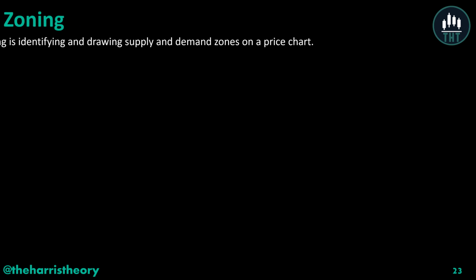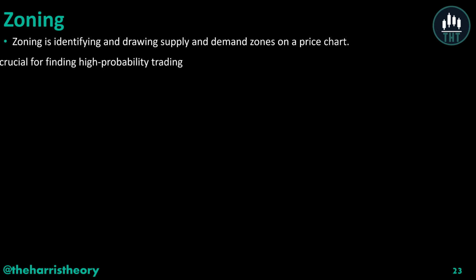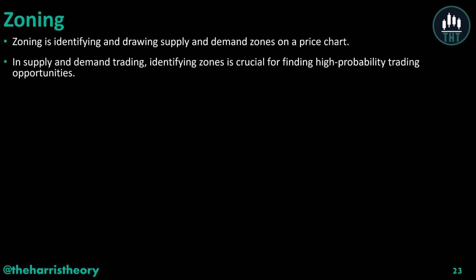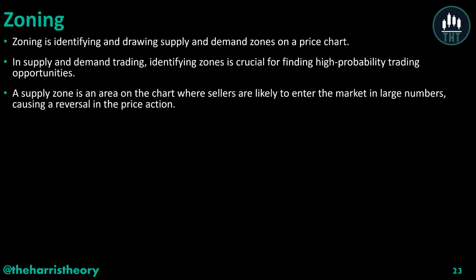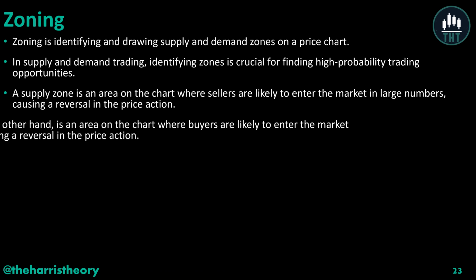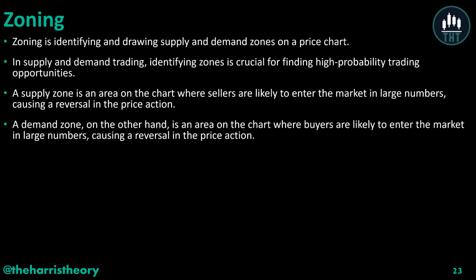Zoning. Zoning is identifying and drawing supply and demand zones on a price chart. In supply and demand trading, identifying zones is crucial for finding high probability trading opportunities. A supply zone is an area on a chart where sellers are likely to enter the market in large numbers, causing a reversal in price action, i.e. selling. A demand zone, on the other hand, is an area on the chart where buyers are likely to enter the market in large numbers, causing a reversal in the price action, i.e.